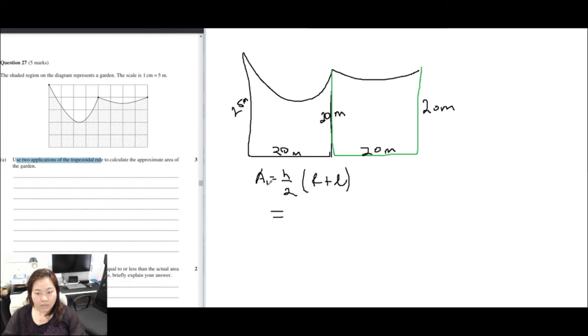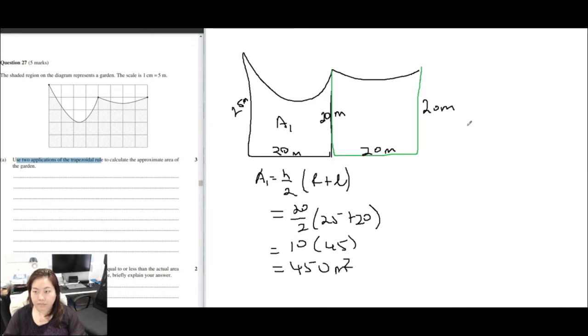Okay, area 1, I'll call this area 1, and that is 20 over 2, 25 plus 20. That's 10 times 45, that's 450 meters squared.